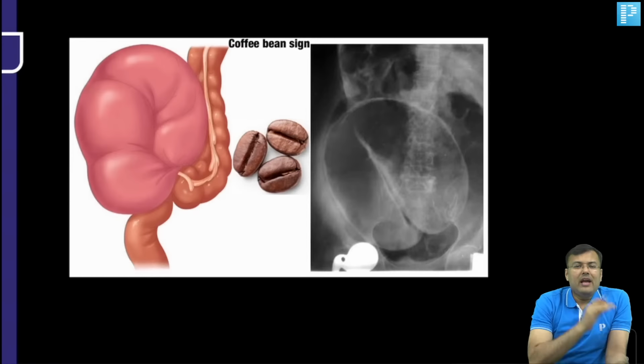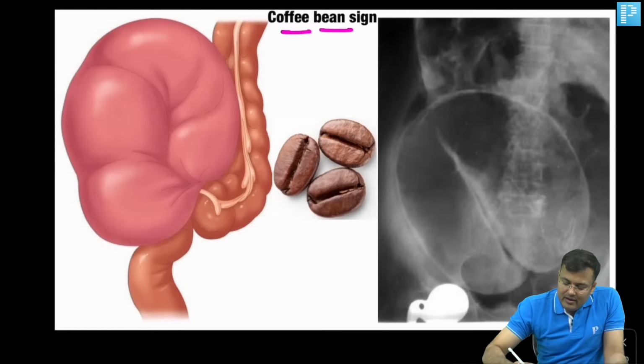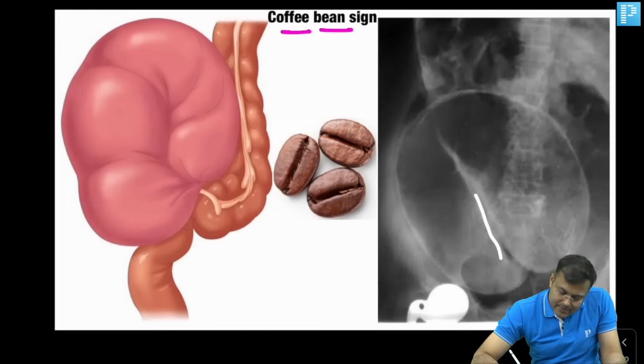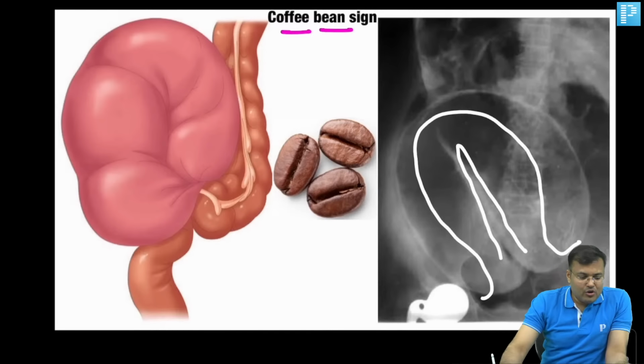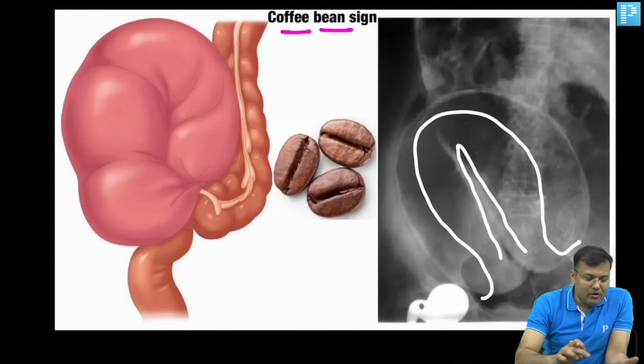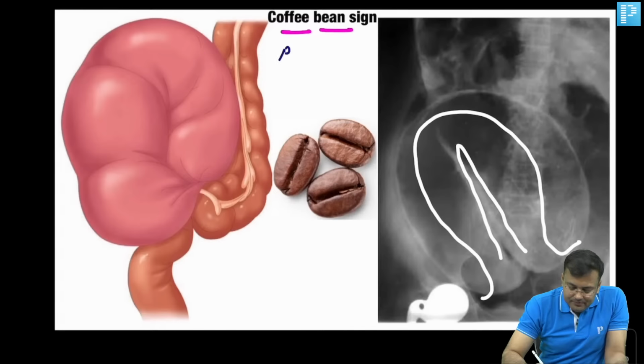Next. Every year you are going to get this question in 1 or 2 exams. What is the name, guys? You know, this is coffee bean. There is another sign here, bent inner tube. There is another sign here, omega sign. So coffee bean, bent inner tube, omega sign. Clear?